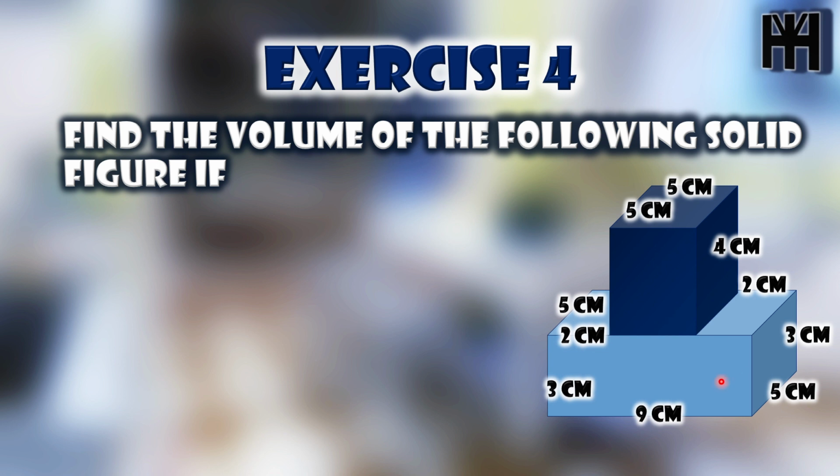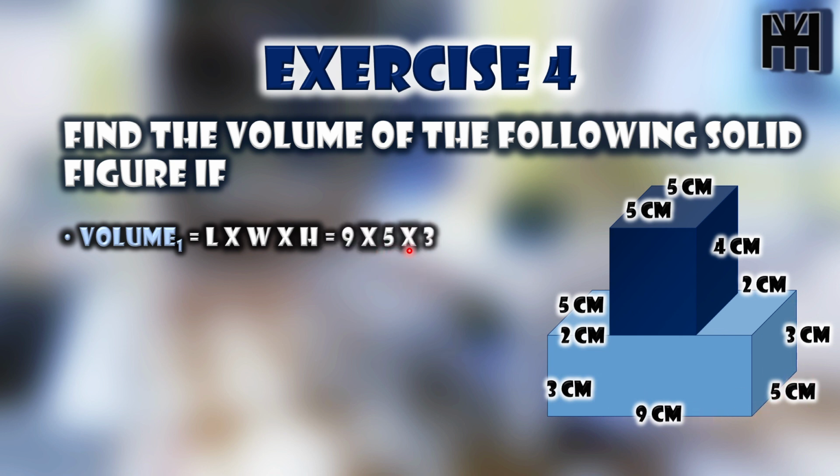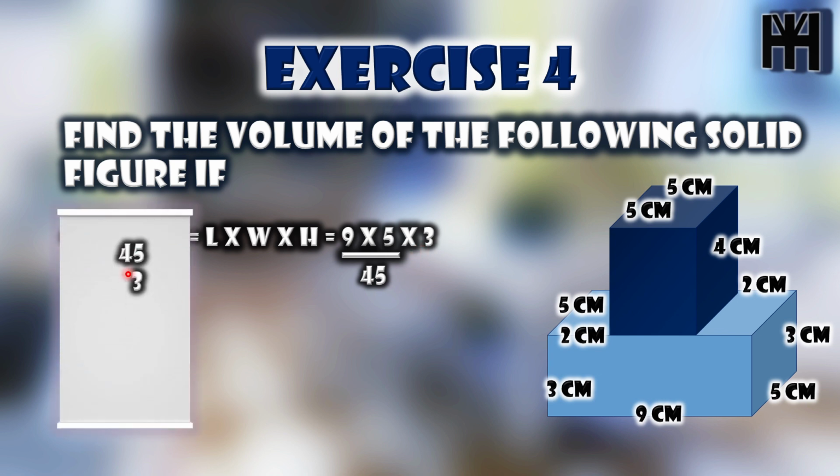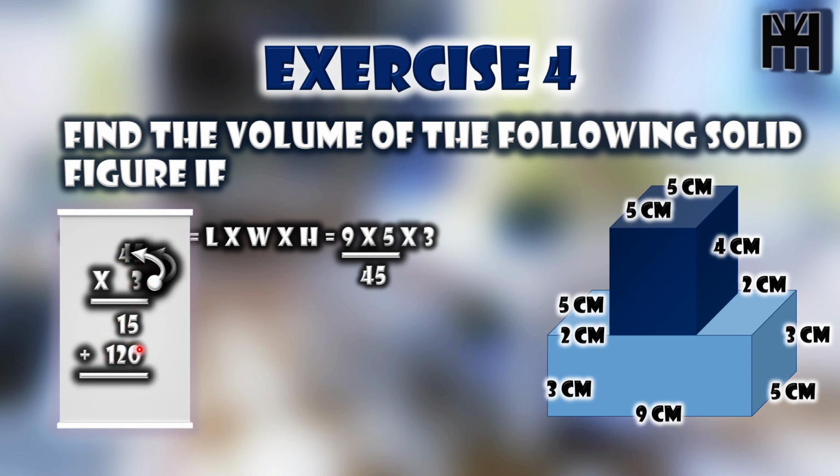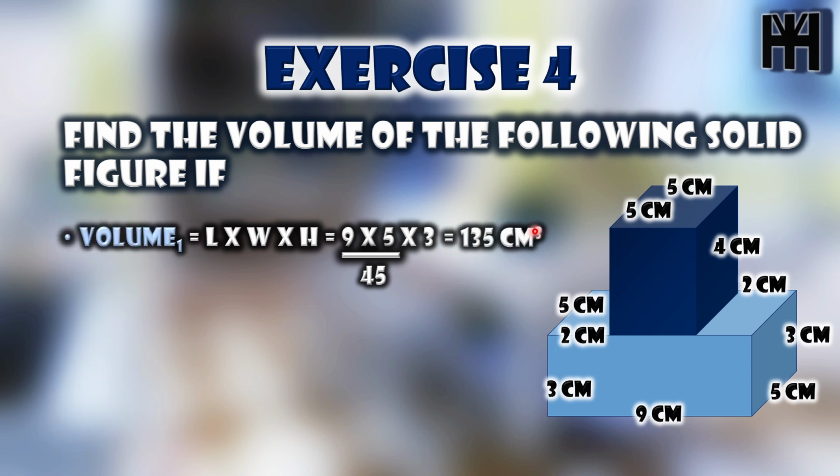Let's take this one here as our first rectangular prism. So we'll have length times width times height. Our length here is 9, our width here is 5, our height here is 3. So it's 9 times 5 times 3. So let's start with 9 and 5. 9 times 5 is 45. 45 times 3. Let's multiply them. So 3 times 5, it's 15. Then 3 times 40 is 120. The last step here, add them. 5 and 0, 5. 1 and 2, 3. 1 and nothing, 1. So the answer is 135 centimeter cube.